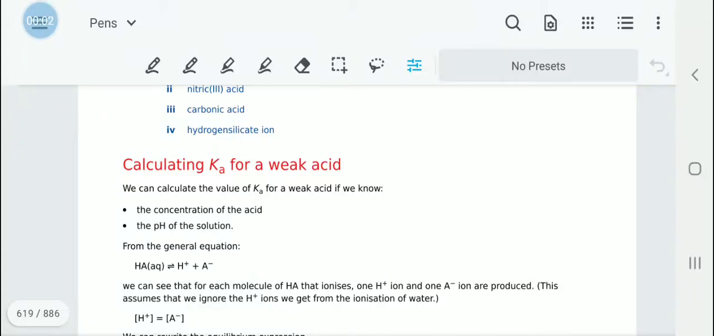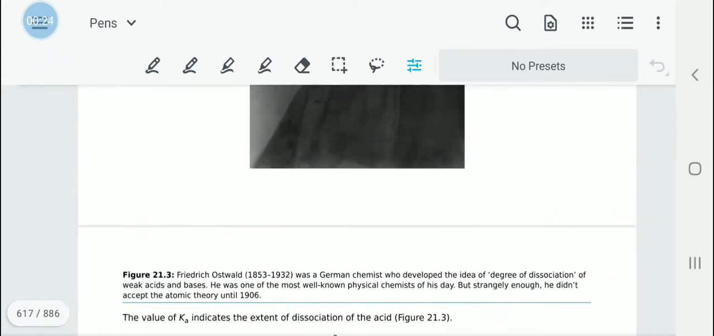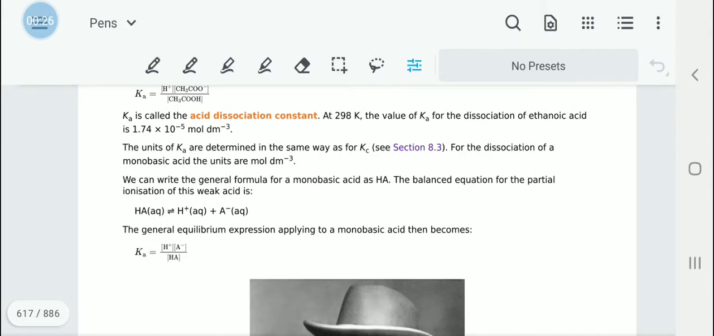Chemistry Chapter 21 Theory Video 4. Now we are going to look at calculating Ka for a weak acid. So earlier we discussed how to calculate the acid dissociation constant for strong acids. Now we are going to look at Ka for weak acids.